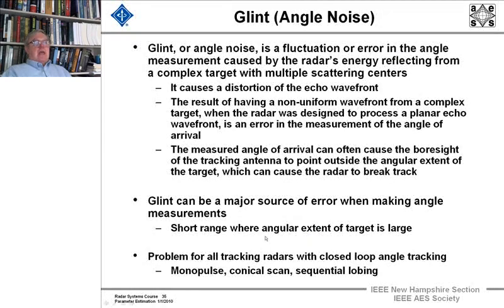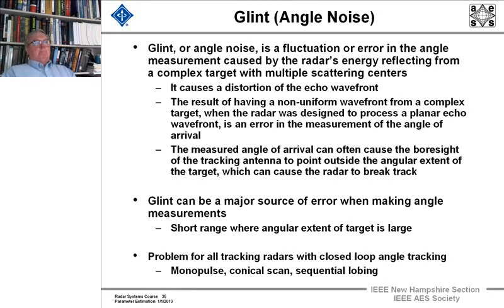Okay. Now let's look at angle glint, or angle noise. It's the fluctuations of the errors, as I mentioned before, that can be caused by a complex target, like a twin-engine aircraft, multiple scattering centers. Anything with multiple scattering centers will glint and fluctuate. That's angle noise, we call it. And it causes a distortion of the echo wavefront, and it raises heck with complex targets when it goes into a monopulse feed.